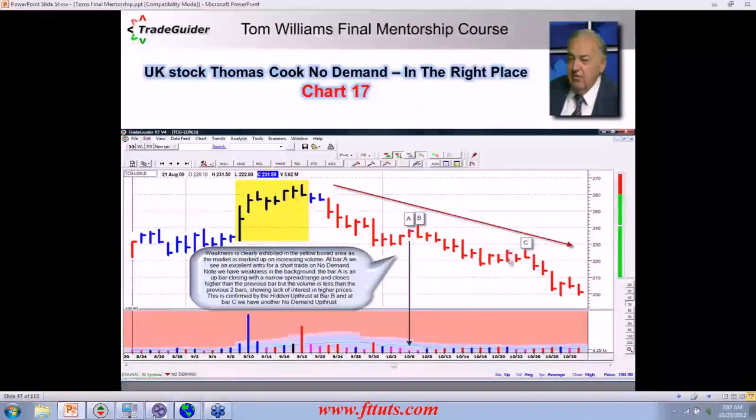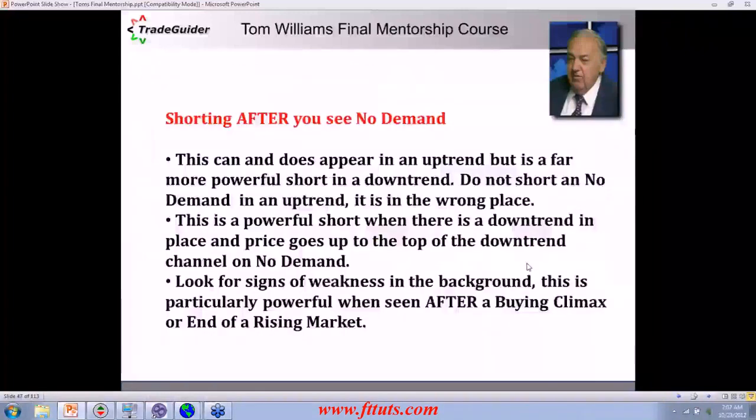Weak bars, look. As the market goes up, there's no volume. Upthrust at point C. Weak bars. So when you see no demand, this is where you short it. This can and does appear in uptrends, but it is far more powerful in a downtrend. Do not short on no demand in an uptrend. It's in the wrong place.